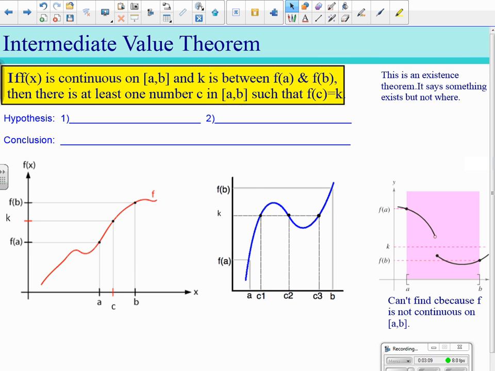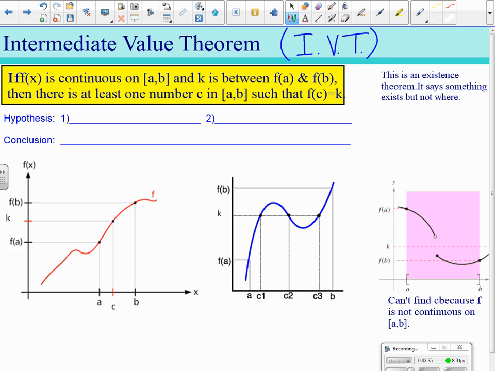Look at the Intermediate Value Theorem. This is an important theorem. We will be working with this one throughout the year. Sometimes you may hear it referred to as the IVT, the Intermediate Value Theorem. The word intermediate means in between. It's like grades 10 and 11 are intermediate grades. In high school, they're sitting between your freshman year and your senior year.